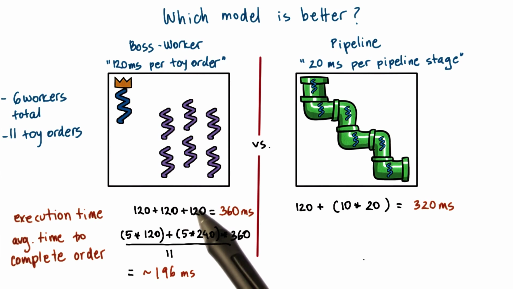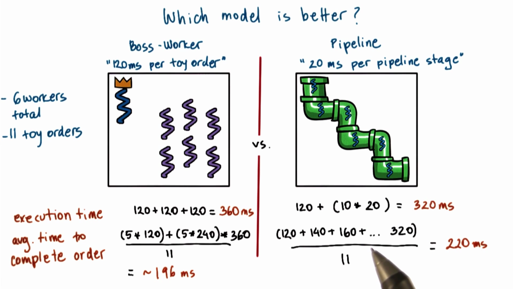It had to wait. It could only be started until the previous 10 orders were completed in the groups of 5 plus 5 threads each. So if we compute this, the average time to complete an order for the boss worker model is 196 milliseconds.